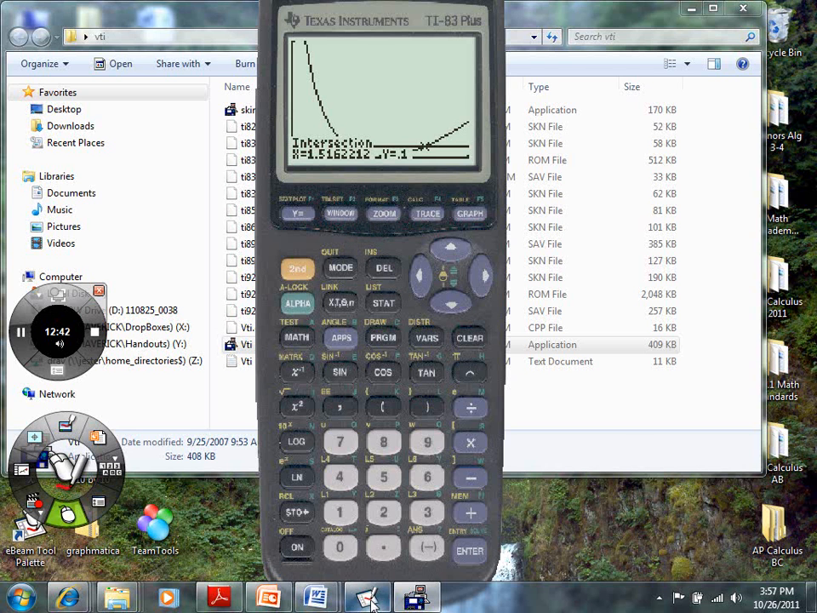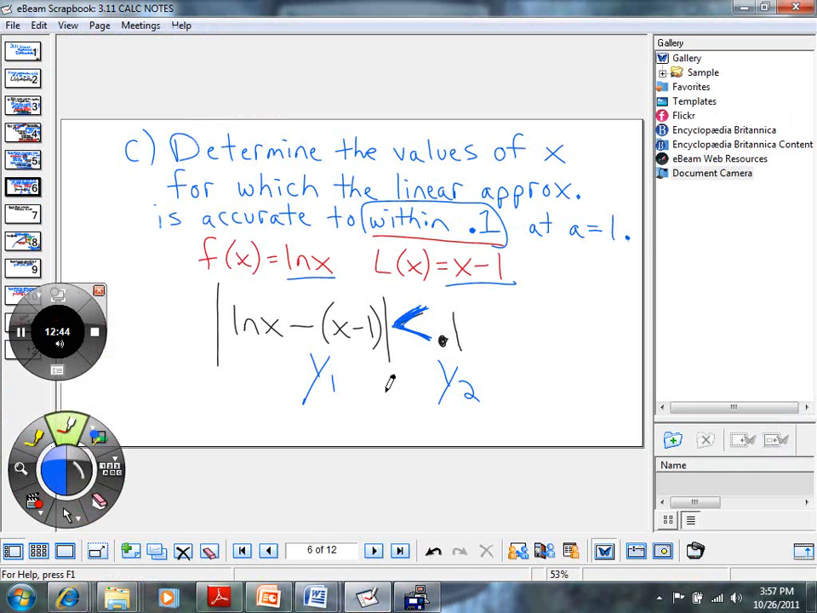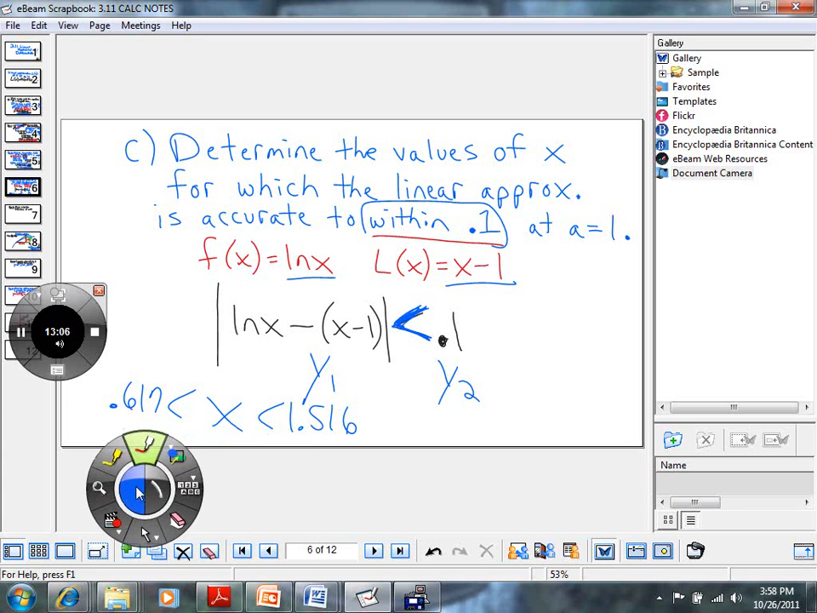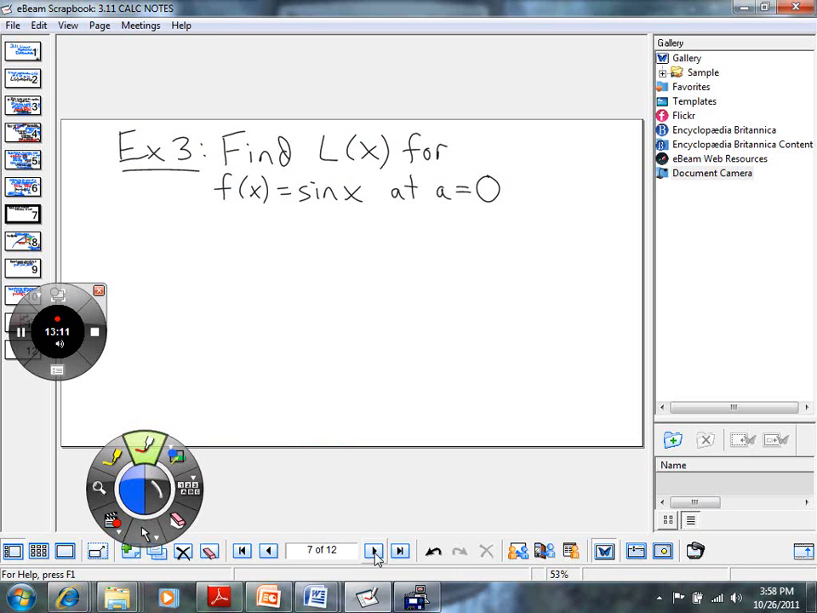Okay? So I'm going to go back and write those answers down. So let's see what we got. So our answers for this are that x needs to be bigger than 0.617, and it needs to be less than 1.516. So I'm going to circle that. Alright, let's go to our next problem.